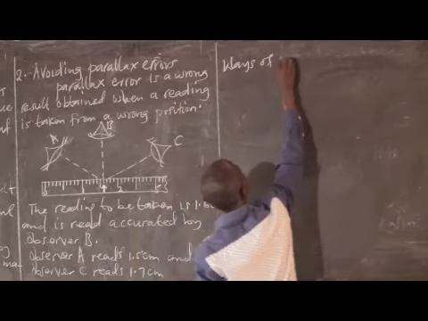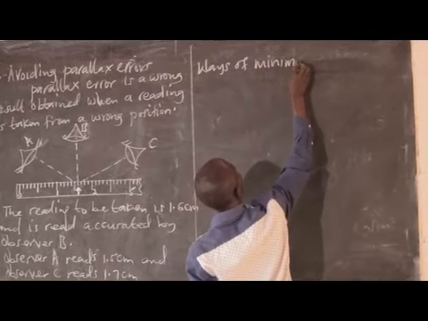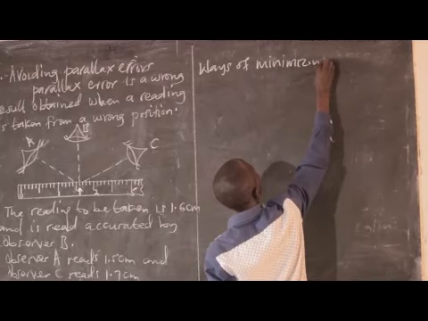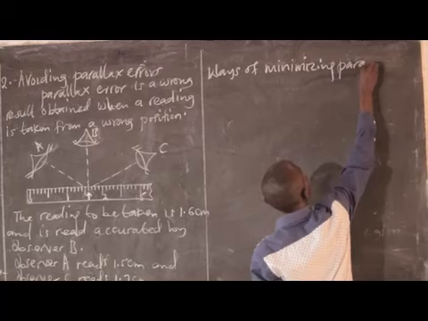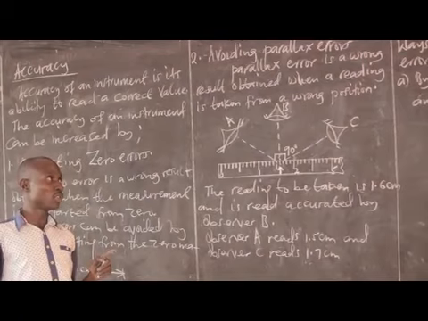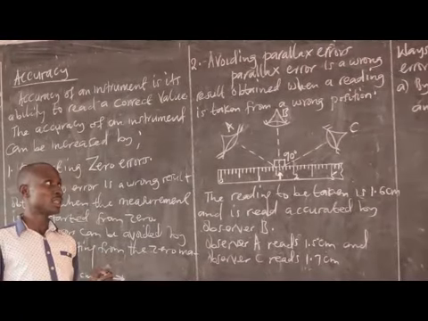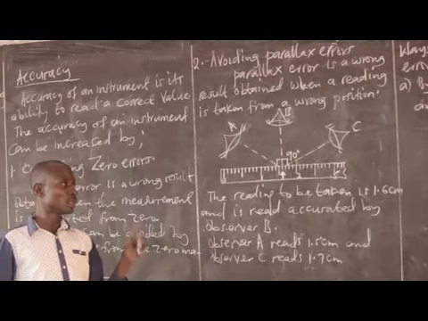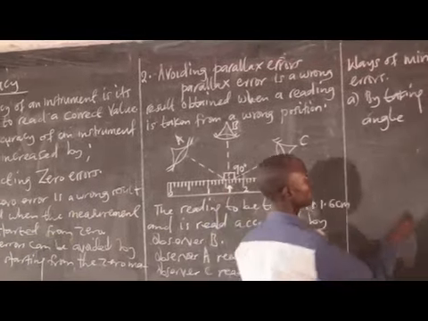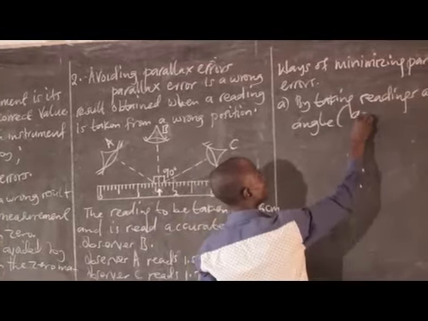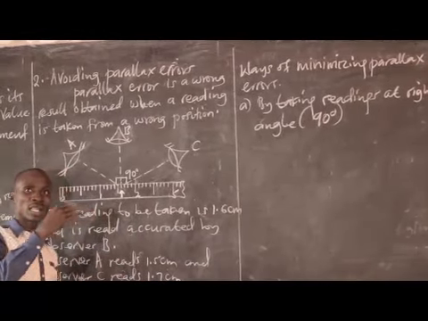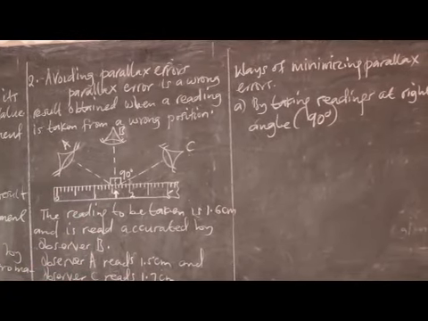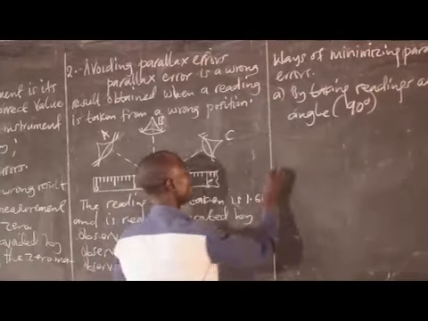Ways of minimizing or avoiding. You can say minimizing or reducing or avoiding. So minimizing parallax errors. If you want to avoid or reduce parallax errors, you take readings at 90 degrees, that is, at right angles. Bring the reading you want to take to your eye level.